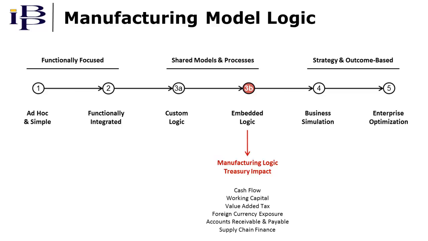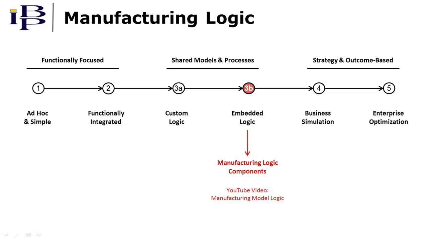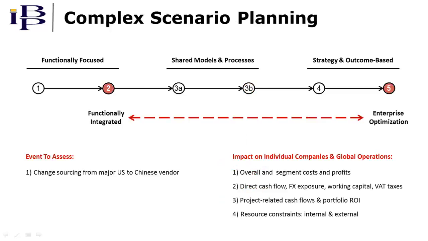From a financial perspective, the absence of this logic is one of the primary reasons why profit, cash flow, and other forecasting processes are often difficult to execute and inaccurate. An example that illustrates this accuracy issue is explained in more detail in a separate YouTube video entitled Manufacturing Model Logic.